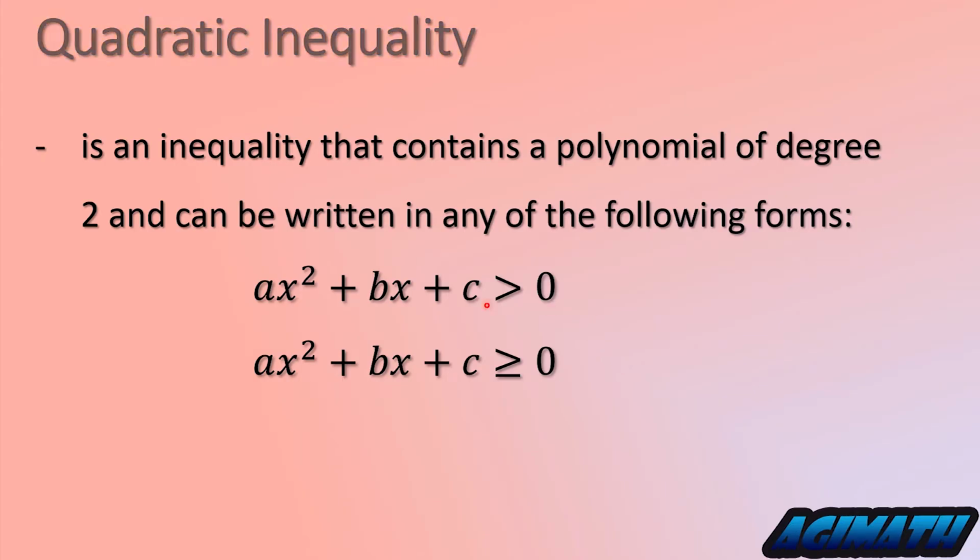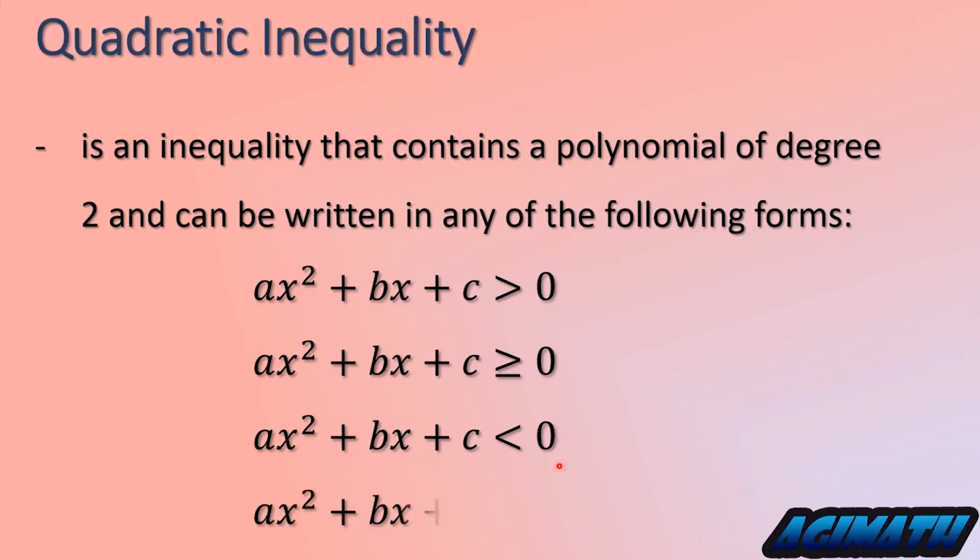On the first inequality, it means that the value on the left side should be greater than 0, so 0 is not included. But on the second inequality, we have greater than or equal to, so 0 is part of the solution set. That's the difference. We can also have ax squared plus bx plus c is less than 0, and ax squared plus bx plus c is less than or equal to 0. So the same meaning with the previous inequalities I explained earlier.